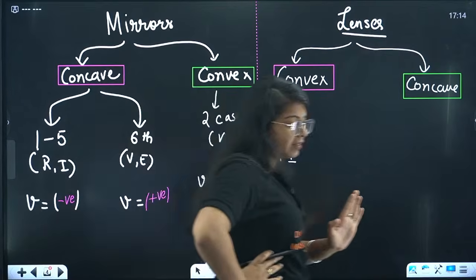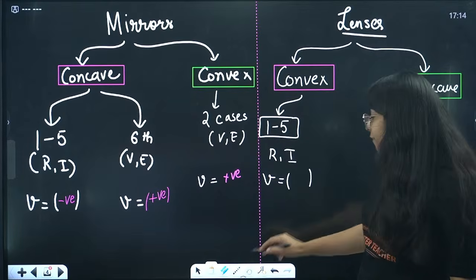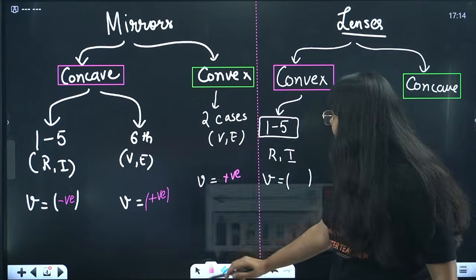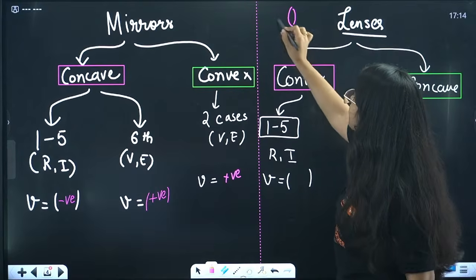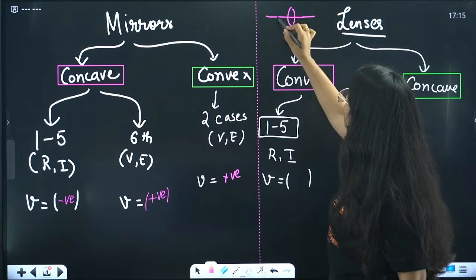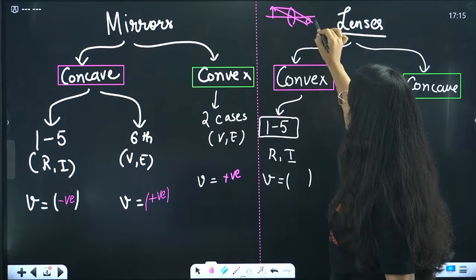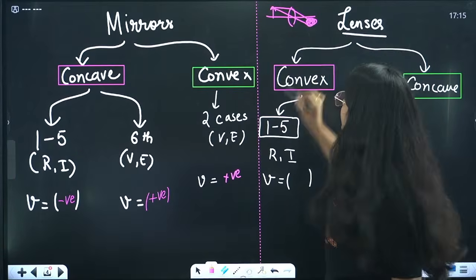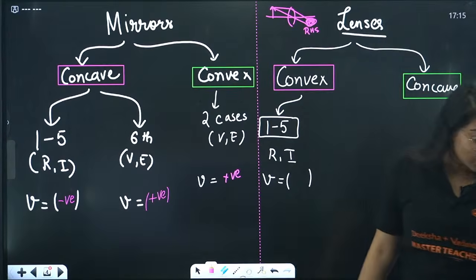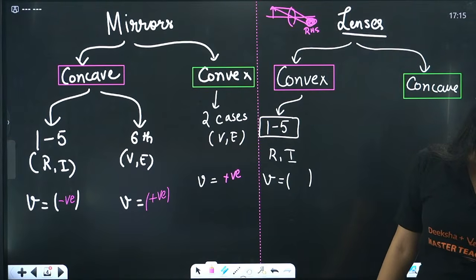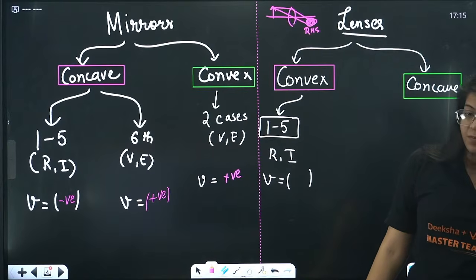But what is the sign of this V here? We have convex lens. This is your convex lens, and real inverted images are being formed. So here is your object. This is going through focus, optical center, and somewhere here the image is being formed. This is what? Right hand side? So what is the answer now?